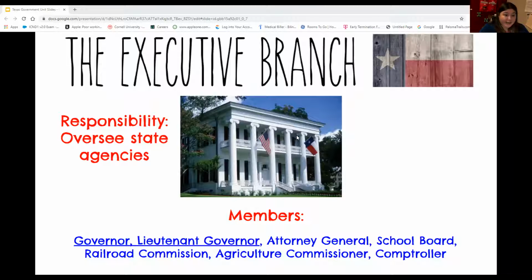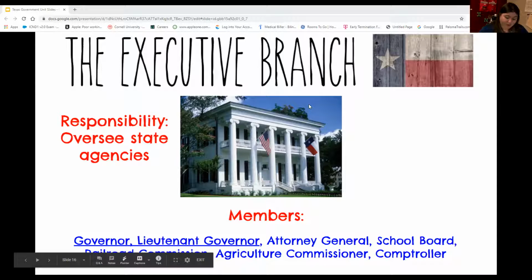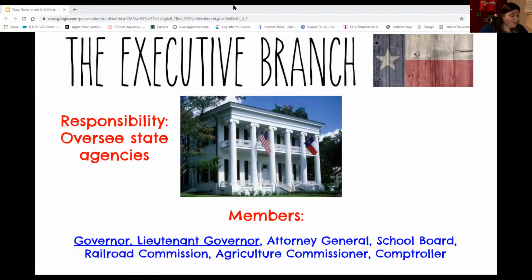So the executive branch in Texas, now I'm using a blue pen, but you can choose any other one. The executive branch inside of Texas, now we're on the state side, is going to be the governor. His responsibility is to oversee the states and agencies. So you're going to be putting down the Texas governor.